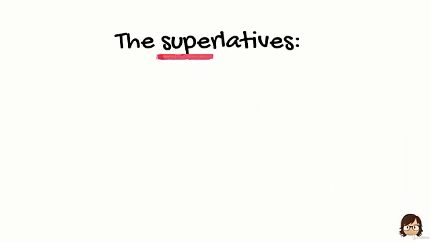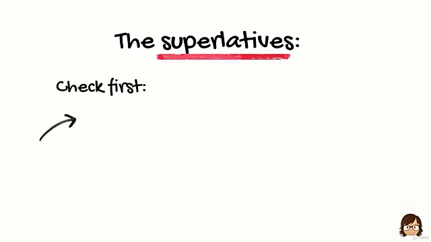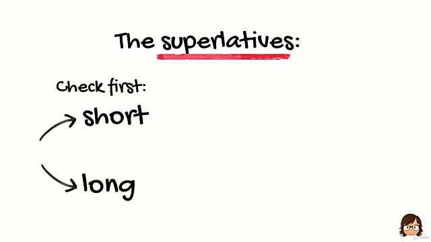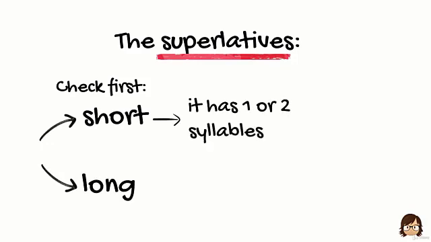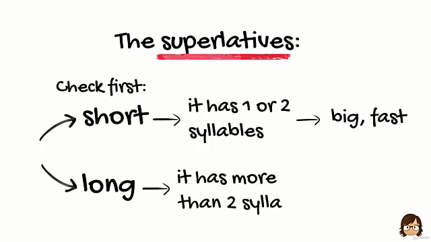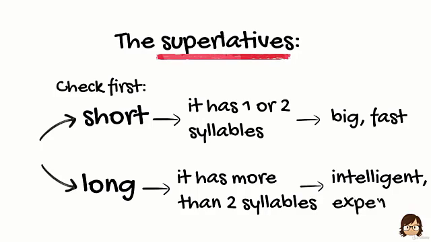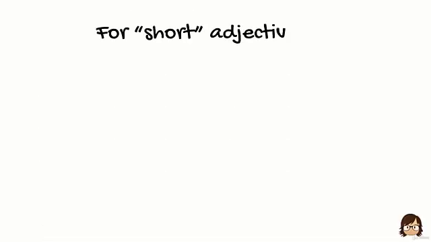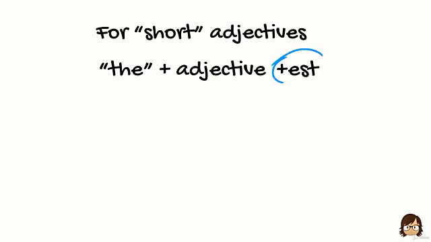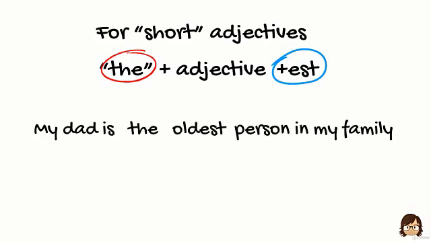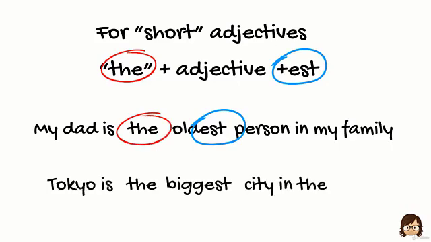Now let's see the superlatives. To create a superlative sentence, we have to check first if the adjective is short or long. We consider short when it has one or two syllables, like big or fast, and we consider it long when it has more than two syllables, like intelligent, expensive. For short adjectives, we create a superlative sentence by adding est at the end of the adjective and the before the adjective. Look at the example. My dad is the oldest person in my family. Tokyo is the biggest city in the world.